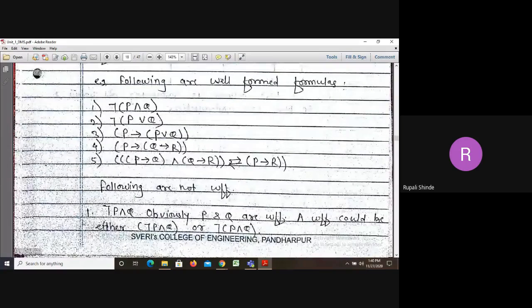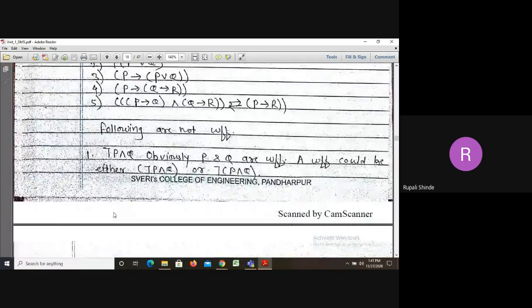But if you consider this example as negation P and Q, this is not a well-formed formula. Why? Because it does not contain parentheses. We can't define whether this negation is applied to P and Q or only to variable P. This is not specified here. That's why this is not a well-formed formula, and the reason we can give is missing parentheses.